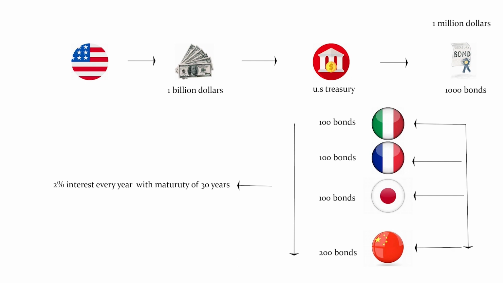The US Treasury will promise to pay them 2% interest every single year, and let's say they fix a maturity period of 30 years. After 30 years, the bond holders will get their principal amount back, and in the meanwhile, they'll keep being paid the interest of 2% every year. And these bonds are known as one of the safest investments and most liquid assets around the world. That's why they are called pristine collateral.